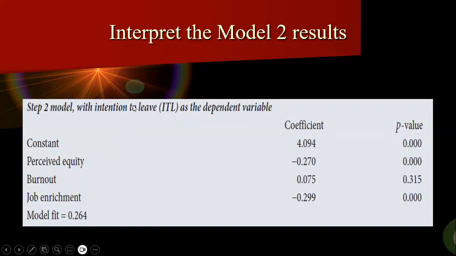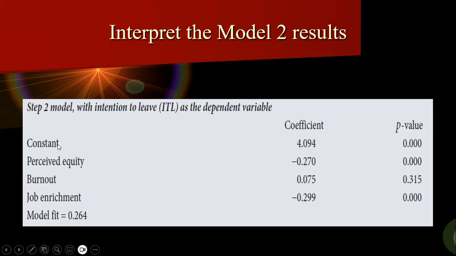Like another table where the dependent variable is intention to leave, you can interpret it in the same way. Perceived equity has a negative impact because its beta coefficient is negative. So it has a negative impact on intention to leave. Like if perceived equity increases, the intention to leave will decrease. The result is also statistically significant at all significance levels. Right? So in this way, we can explain the effect of each variable on the dependent variable.